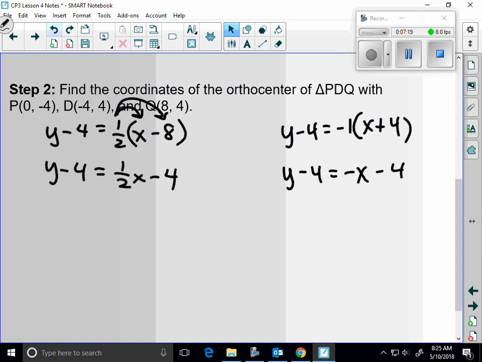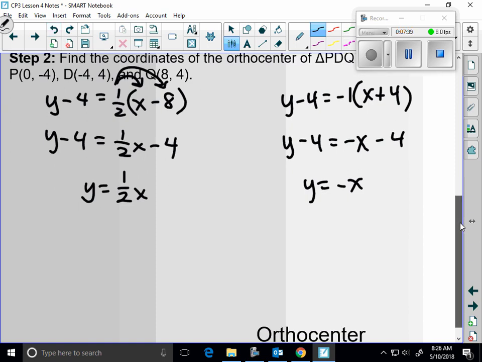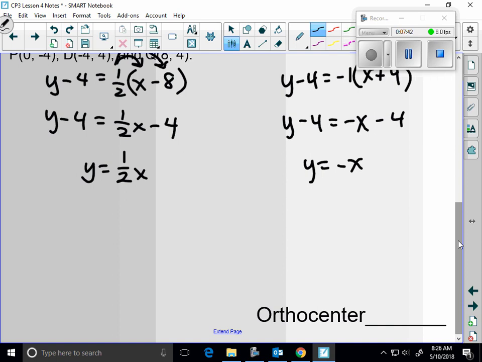So I want to get them both into y equals mx plus b form, so I'm going to add 4 to both sides. It looks like I get y equals 1/2 x. And over here, what do I get? y equals -x. Both of those 4's disappear, right? So what I'm going to do is take this and this, and because they both equal y, I'm going to set them equal to each other.